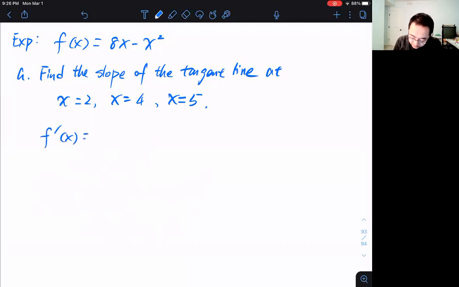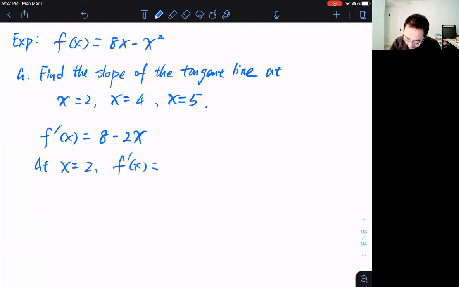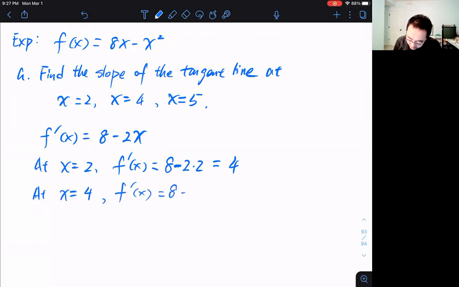f prime of x is 8 minus 2x, right? And so once we have that, then we know the slope. At x equals 2, the slope is f prime of x equals 8 minus 2 times 2, which is 4. So the slope is 4 at x equals 2. At x equals 4, the slope is 8 minus 2 times 4, which is 0.